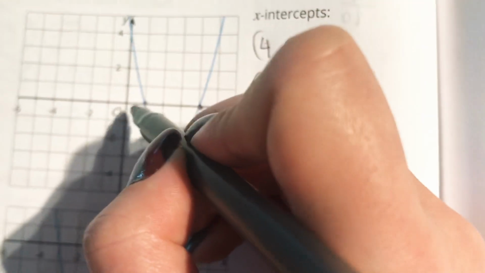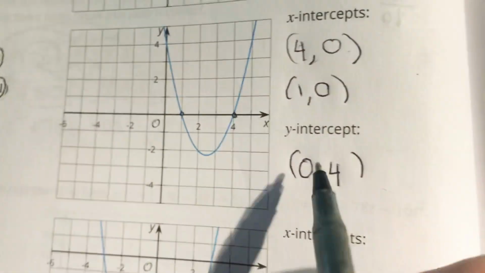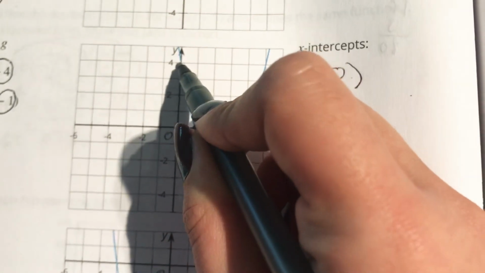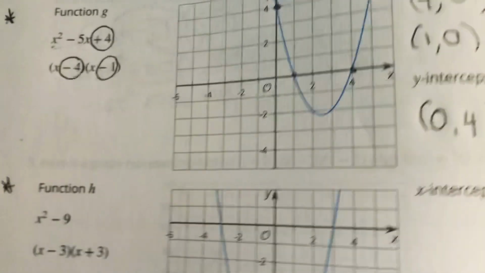Again, I can check that on my graph. At 0, 4, I should have a y-intercept, and I do. At 0, 4, I see it cross the y-axis here. And those are my answers.